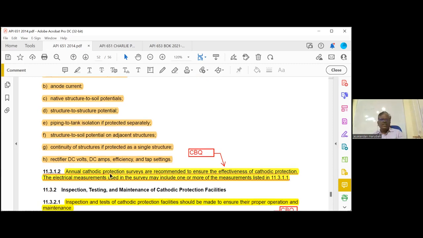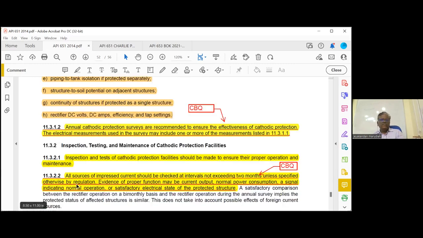Annual cathodic protection surveys are recommended to ensure the effectiveness of cathodic protection. The electrical measurement may include one or more measurements. That is a closed book question. Then 11.3.2.2, all sources of impressed current should be checked at intervals not exceeding 2 months, unless specified otherwise by regulation. Evidence of proper function may be current output, normal power consumption, signal indicating normal operation, or satisfactory electrical state.